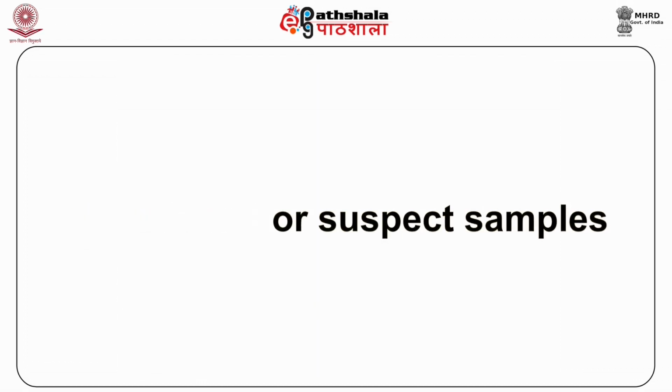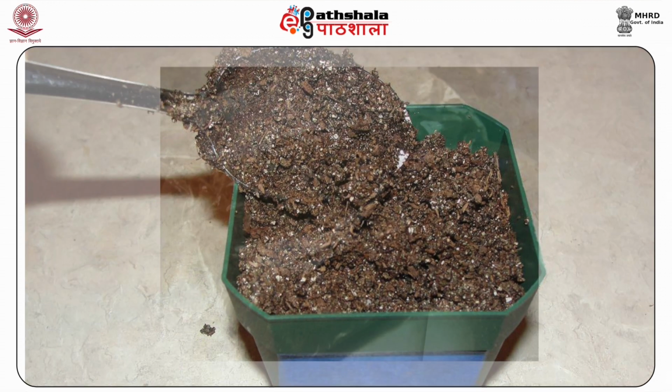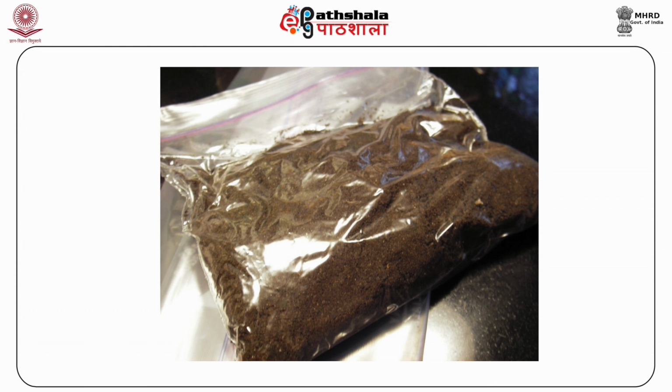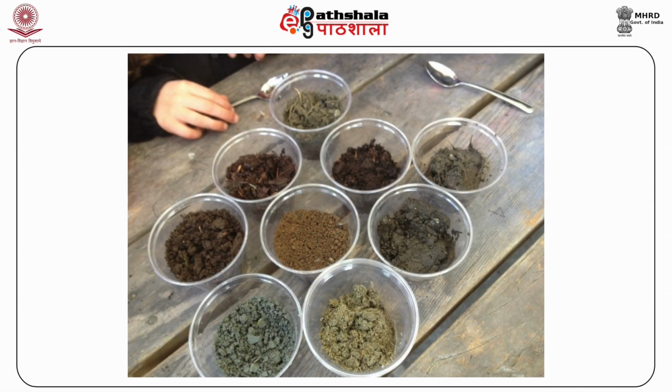Next is question or suspect samples. A tablespoon of soil may be sufficient for a soil comparison. However, if the question sample is available in a larger quantity, then the controlled sample should be collected in equal quantity. The larger the quantity of soil sample, the more specific will be the comparison results. Control or comparison samples: obtain samples consisting of at least 3 tablespoonsful of soil from each area which is suspected to be associated with the scene of crime.